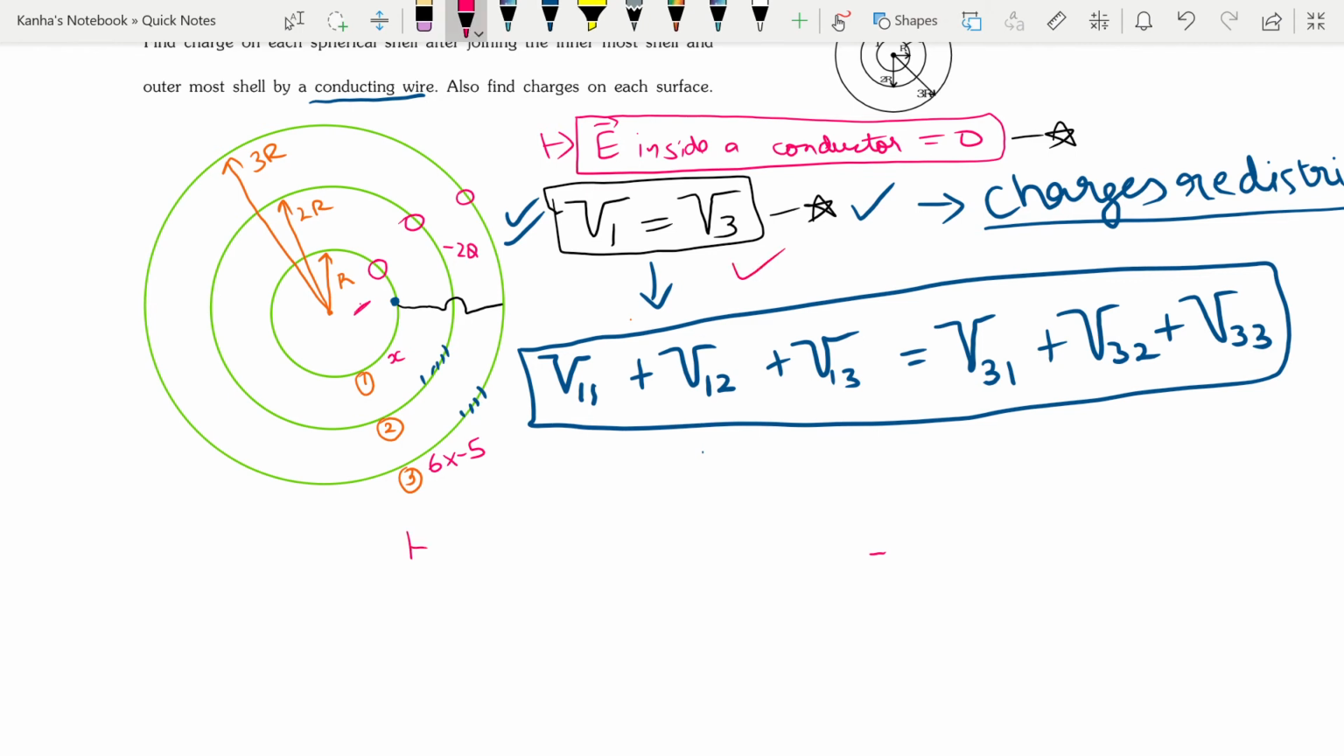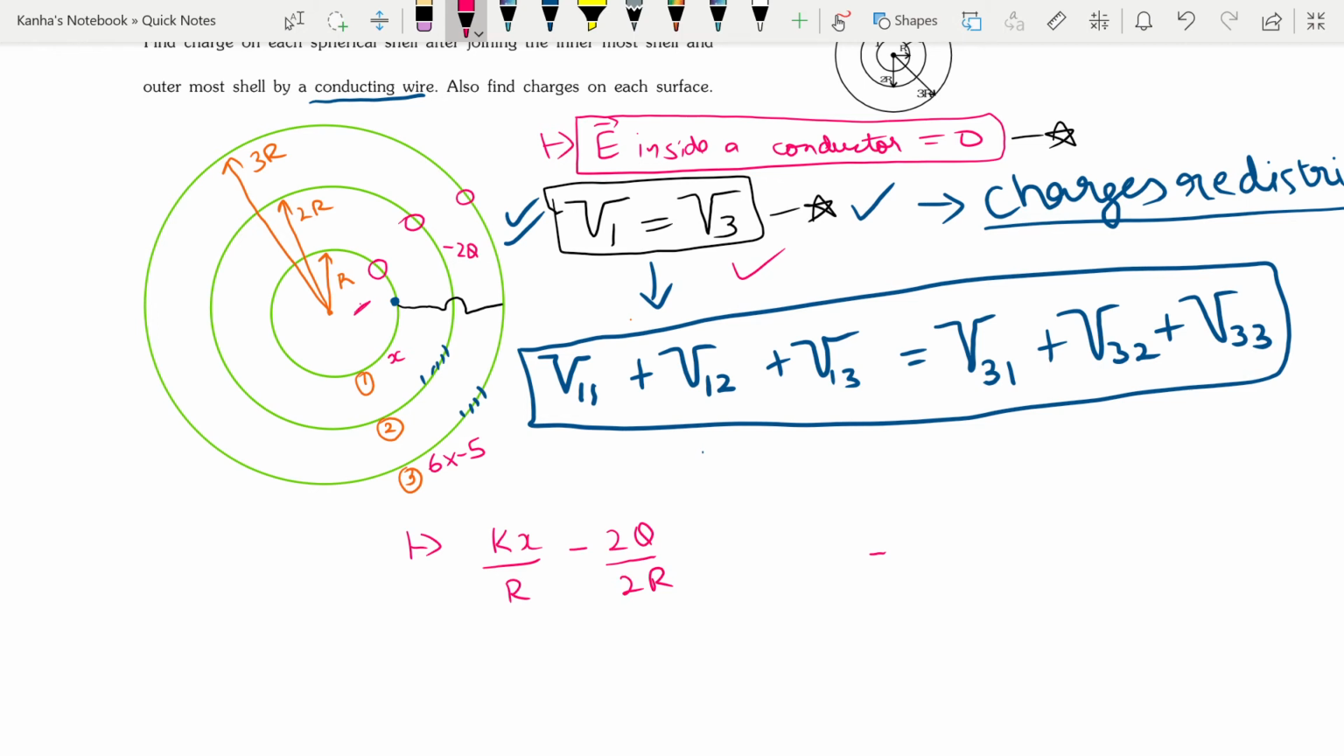So V11 is basically the potential at shell 1 due to shell 1. What is it? It's kx by small r, capital R. Due to the second one, what do we have? We have minus 2q by 2r.